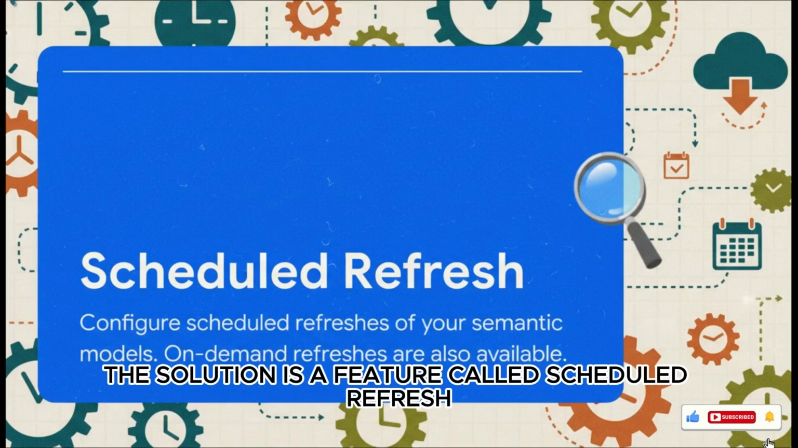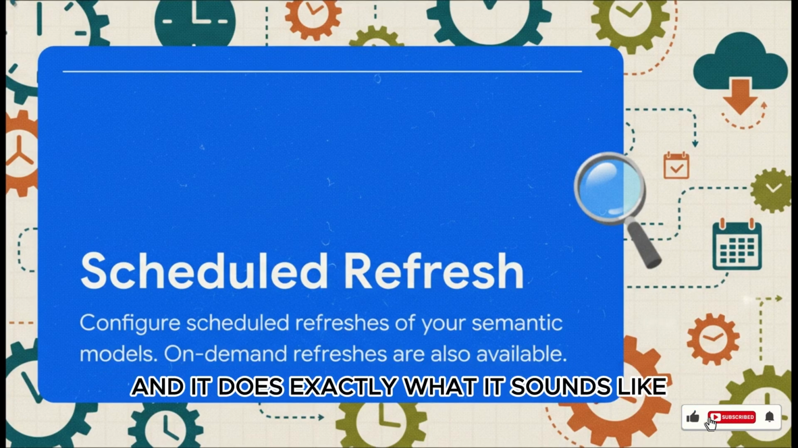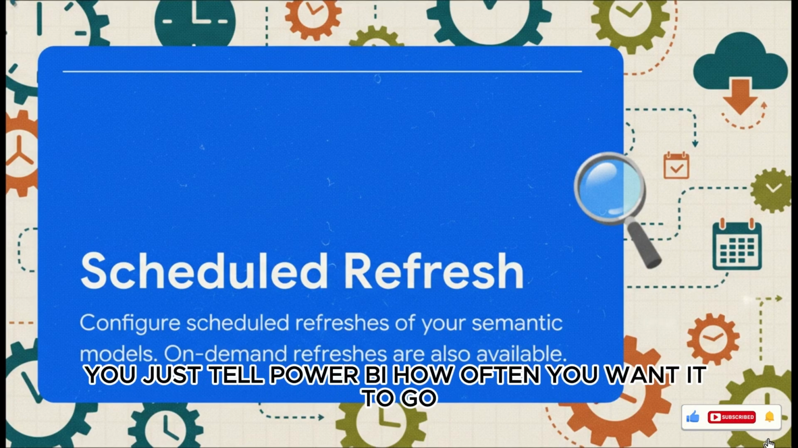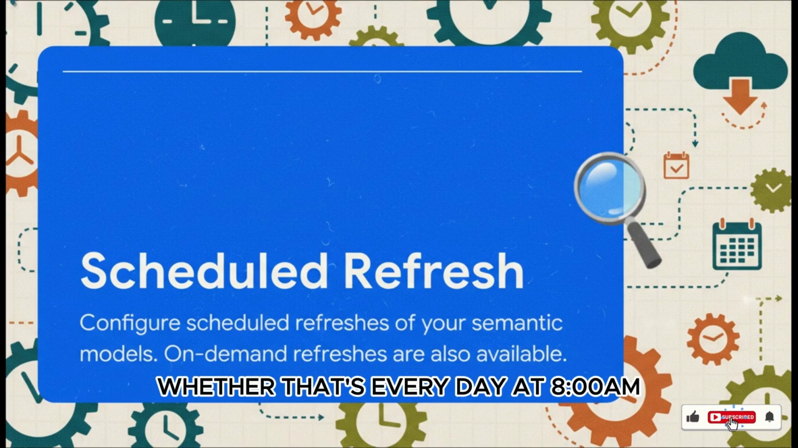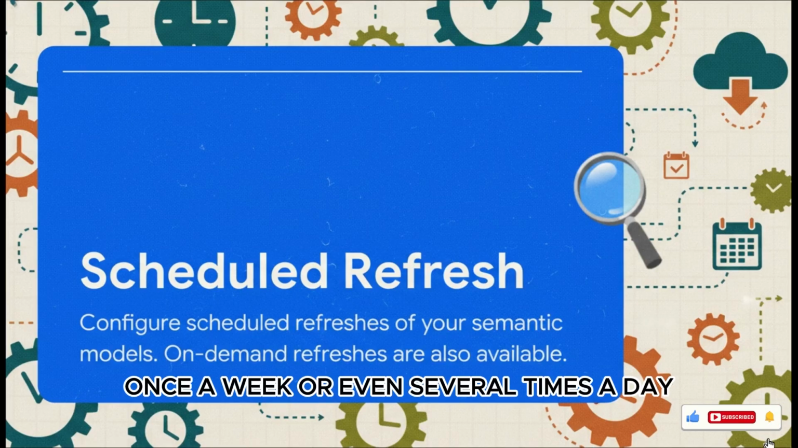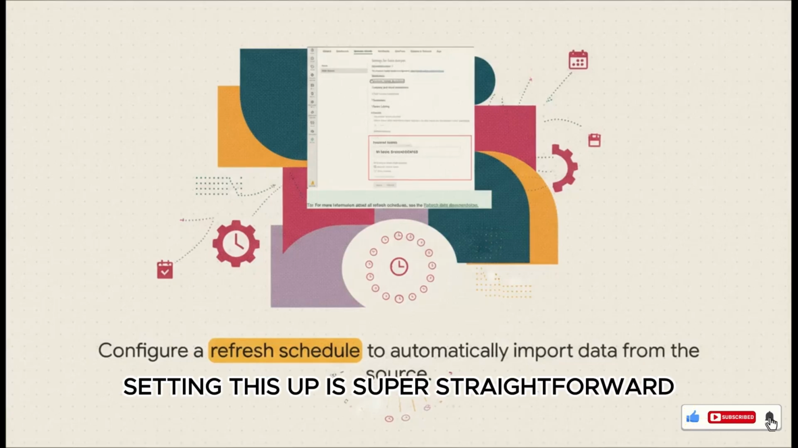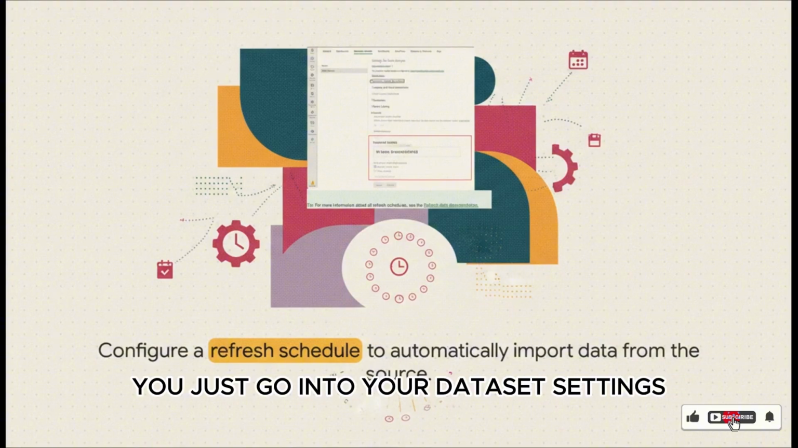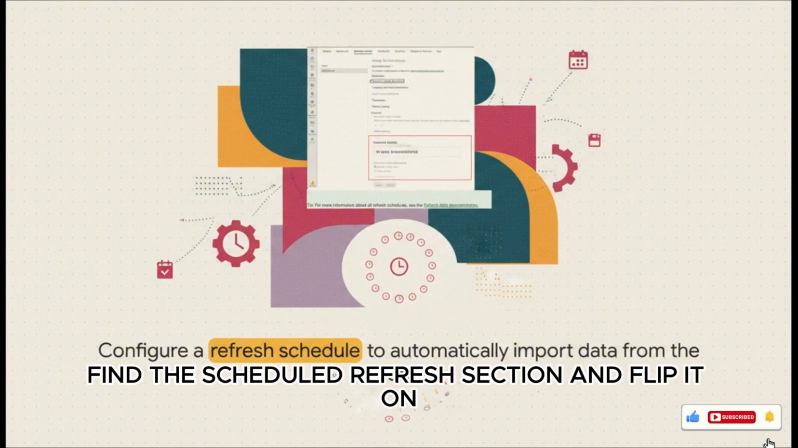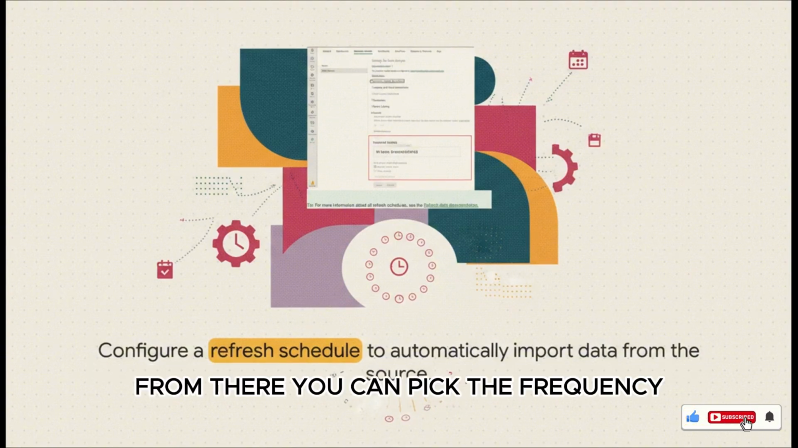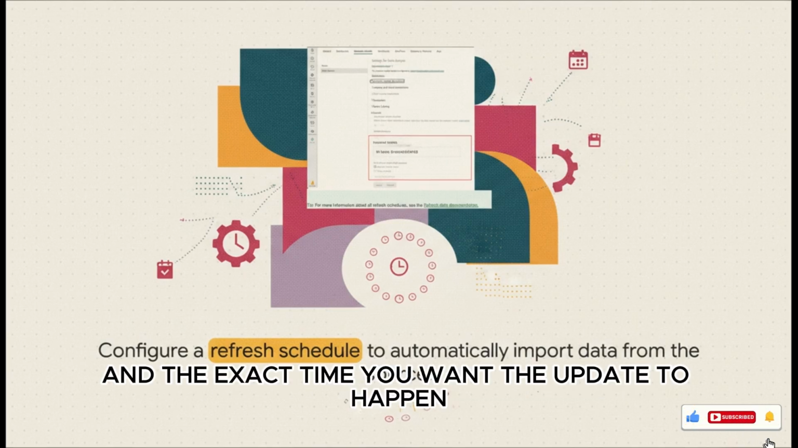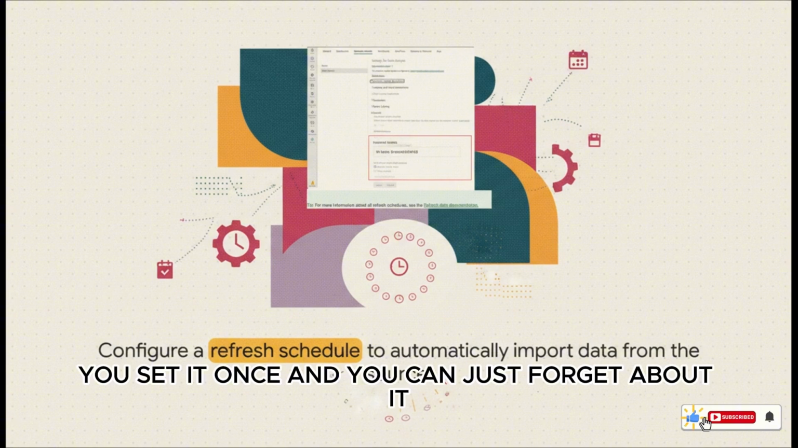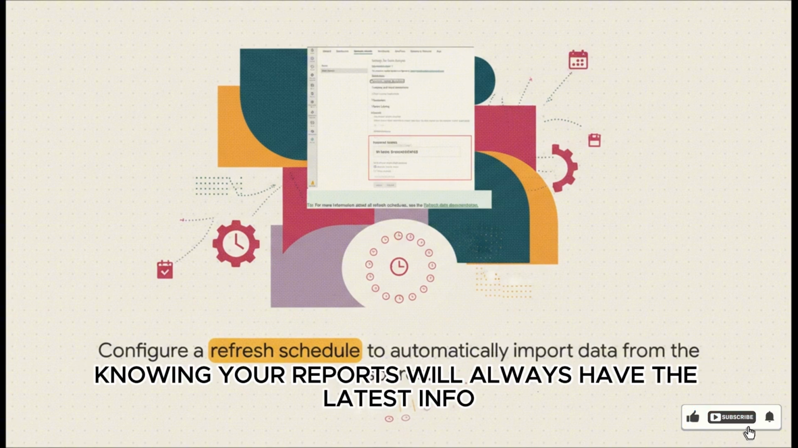The solution is a feature called Scheduled Refresh, and it does exactly what it sounds like. You just tell Power BI how often you want it to go and grab the latest data from your sources, whether that's every day at 8 a.m., once a week, or even several times a day. Setting this up is super straightforward. You just go into your Datasets settings, find the Scheduled Refresh section, and flip it on. From there, you can pick the frequency, the time zone, and the exact time you want the update to happen. You set it once, and you can just forget about it, knowing your reports will always have the latest info.